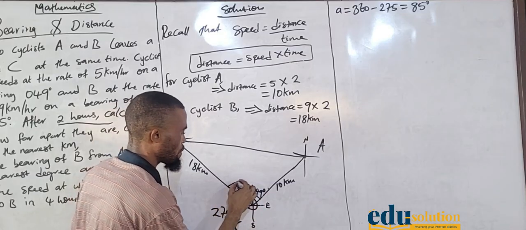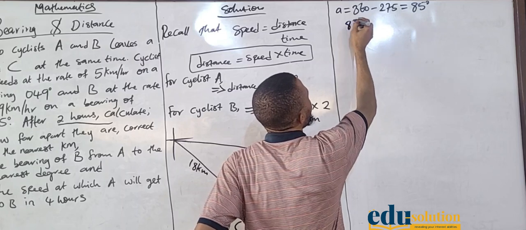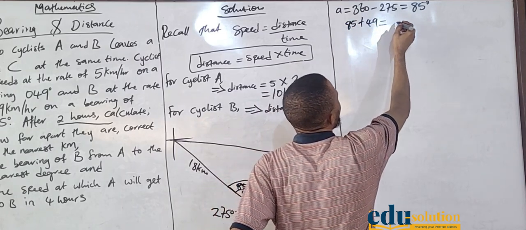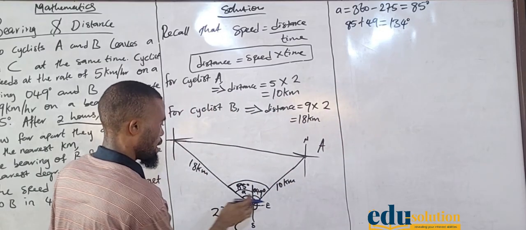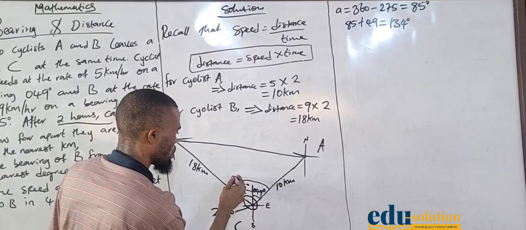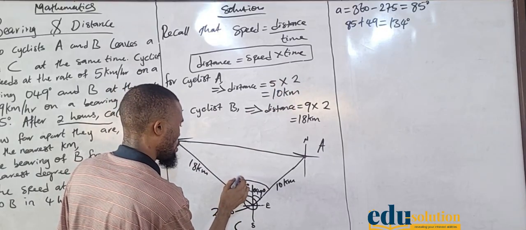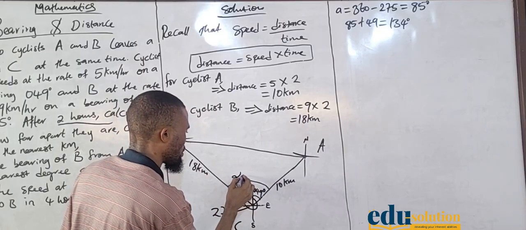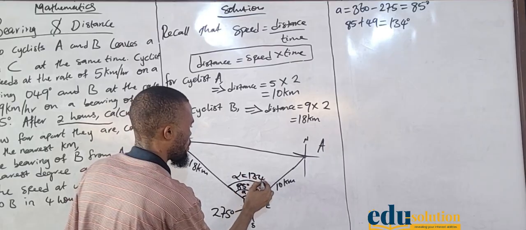So if we add both of them together, 85 plus 49 is equal to 134 degrees. From here to here is 49, here to here is 85. Two of them added together give us 134 degrees. Let me just call this place, where you can see that we have gotten one of the interior angles, alpha. So alpha is equal to 85 plus 49, which is 134 degrees.